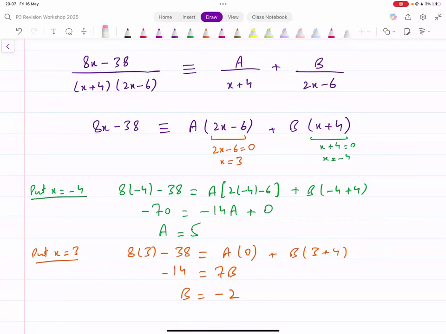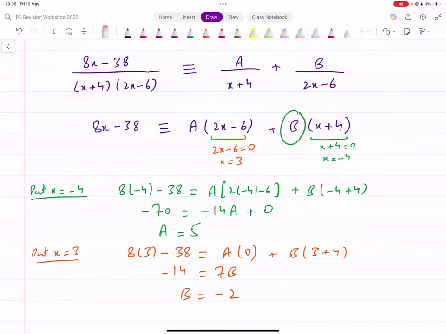Similarly, we try to input another value of x. How can we make this bracket 0? x plus 4 equal to 0. That gives us x equals minus 4. So if we were to input x equals minus 4, what happens is b gets eliminated now, because b into 0 will become 0. And we just have a left. We input the value of x as minus 4 in the rest of the terms and solve that equation to find the value of a.